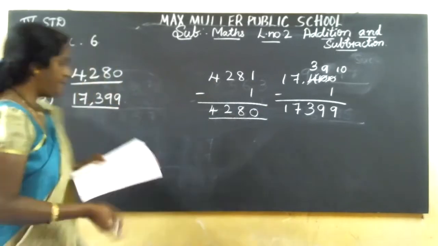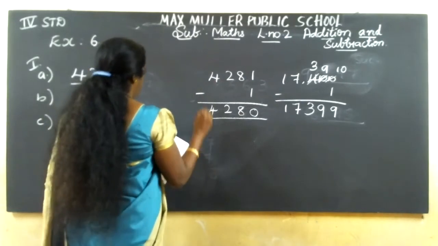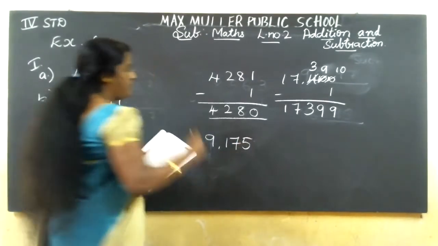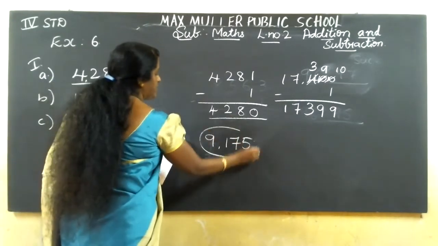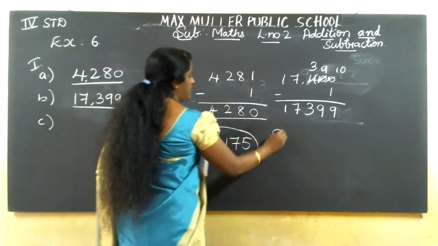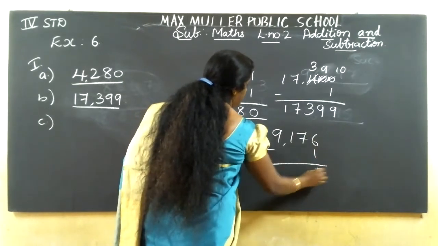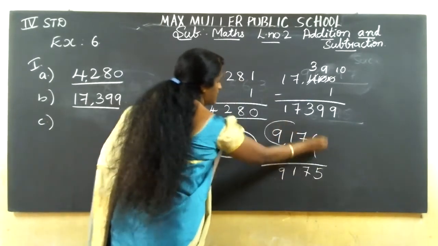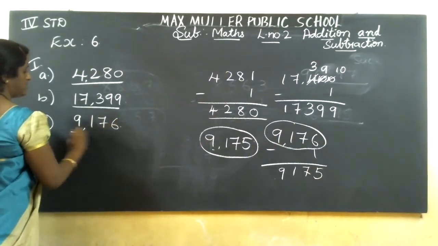C. Your question is minus 1, so your answer is 9175. Here the answer should come 175, so 176 here. 9176 minus 1. 6 minus 1 is 5, 7, 1, 9. See, this is the answer I got. Third one, 9,176. D.